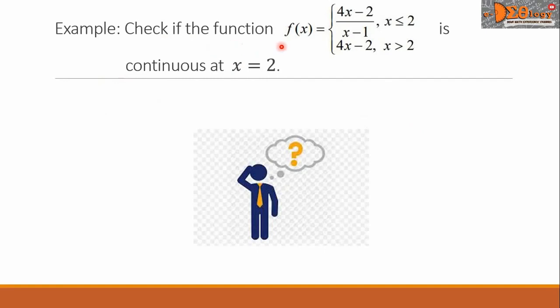Check if the function f of x is continuous at x equals 2. In here, the function is a piecewise function and we have two functions here on the given subintervals. The first function is 4x minus 2 over x minus 1 when x is less than or equal to 2. The other function is 4x minus 2 when x is greater than 2.